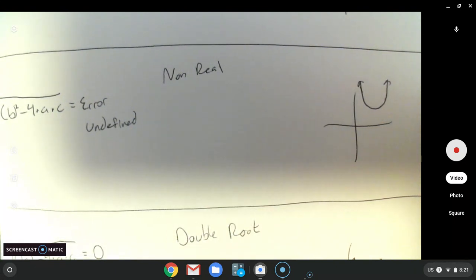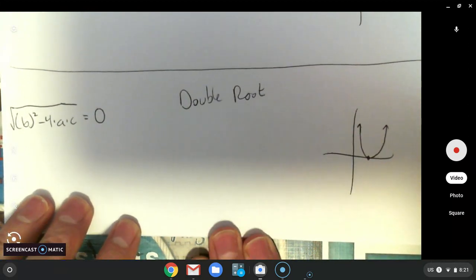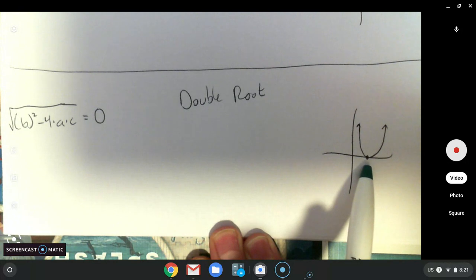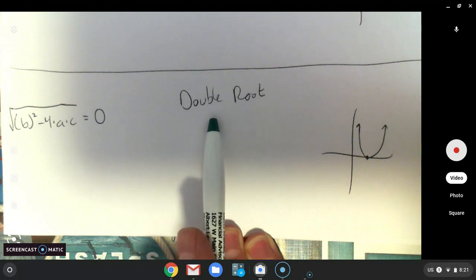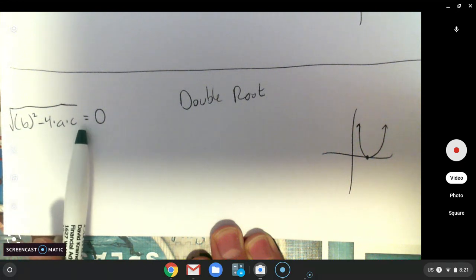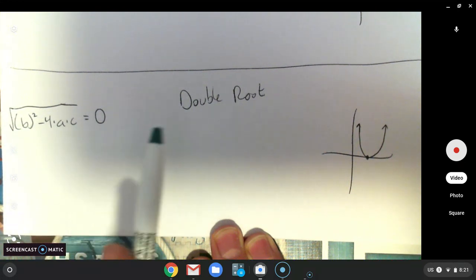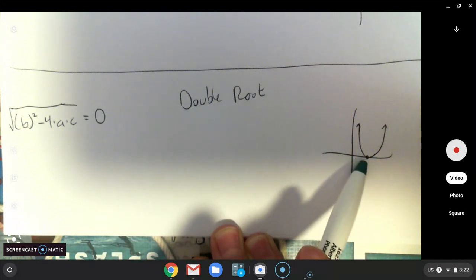The fourth and final way that this could pop out is that it could barely touch the x-axis at one spot. One point right there. And we call that a double root. So when you do the square root of b squared minus 4 times a times c, if it equals 0, we're going to call that a double root, and it looks like this, where it just barely touches the x-axis.